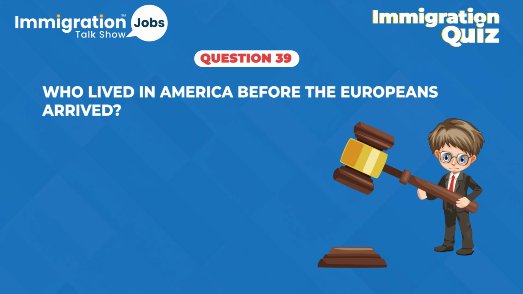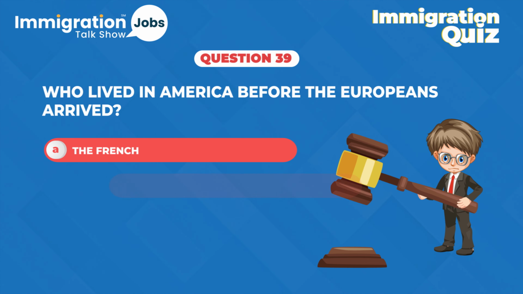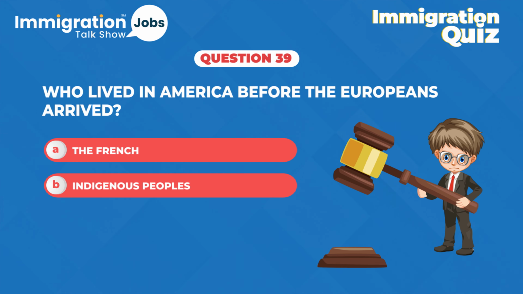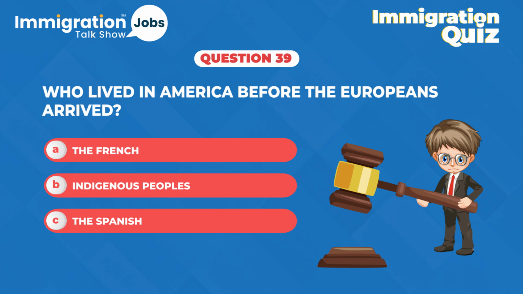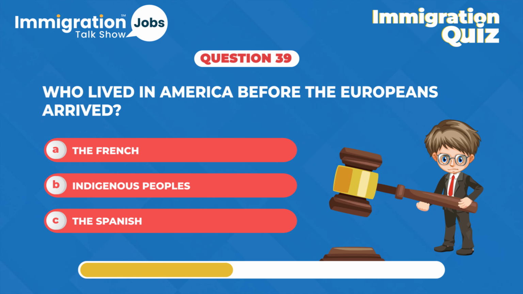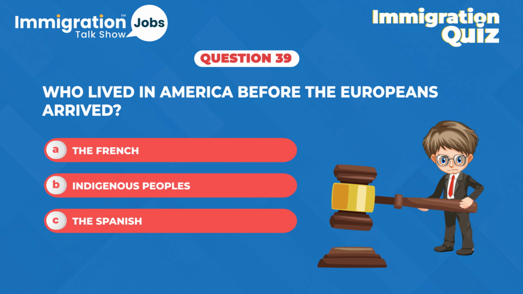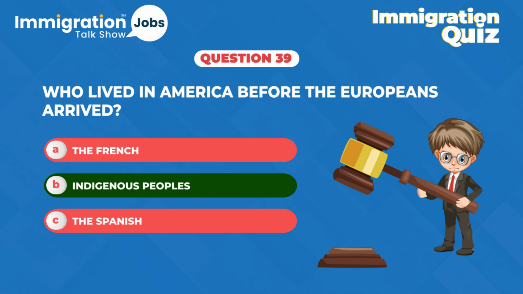Who lived in America before the Europeans arrived? Option A, the French. Option B, indigenous people. Or option C, the Spanish? Correct answer is option B, indigenous people.